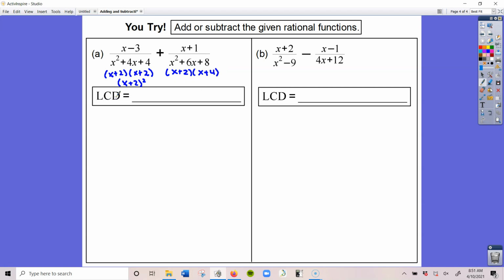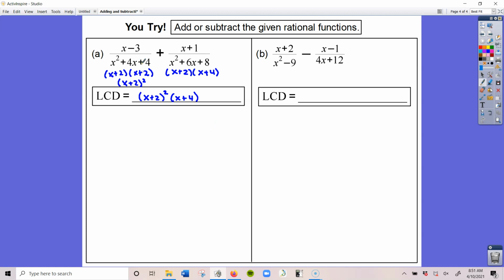So now we're going to write out the LCD. If you notice here, we have x plus 2 squared and x plus 2. They are the same factor, but when you're writing the LCD, you write the one that has the higher exponent, which this one is squared, so I'm going to use x plus 2 squared. Then I have the x plus 4. This would be my LCD.